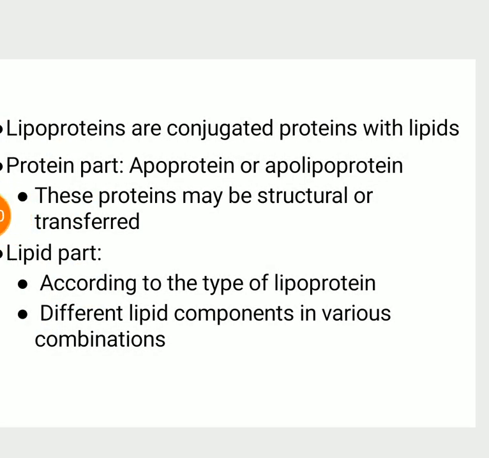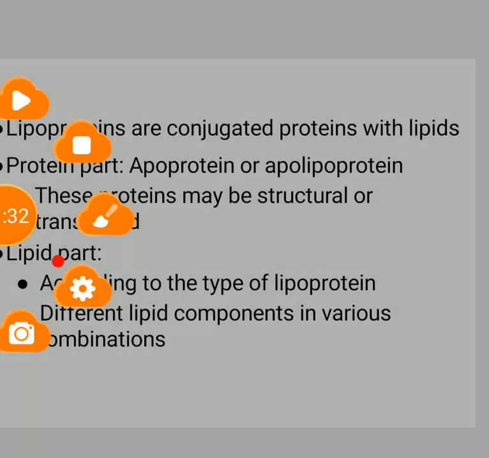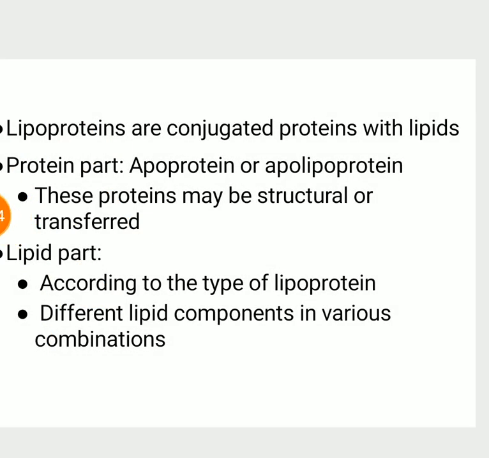So the protein part of a lipoprotein is called an apoprotein or an apolipoprotein. This protein part can be either structural or transferable. Structural, in that you cannot transfer it, it's within the structure, and it can be transferable. That is, you can remove it from one lipoprotein onto another, and that can be maybe after breakdown.